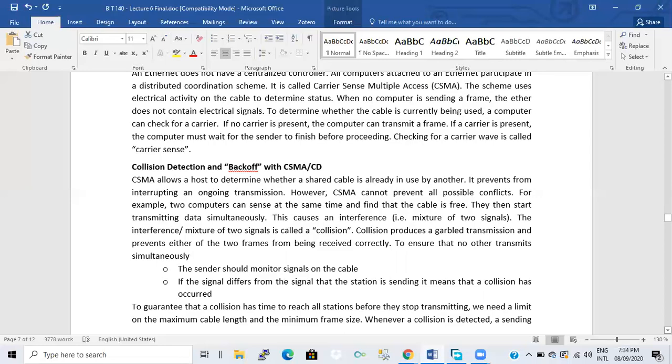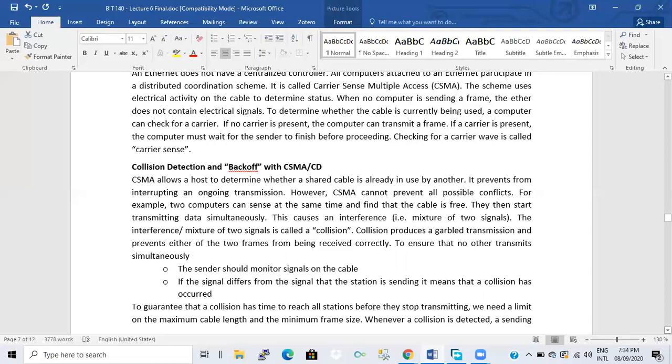However, carrier sense cannot prevent all possible conflicts. For example, two computers can sense at the same time and find that the cable is free, just what I'm talking about. They then start transmitting data simultaneously. This causes interference, that is, a mixture of the two signals.